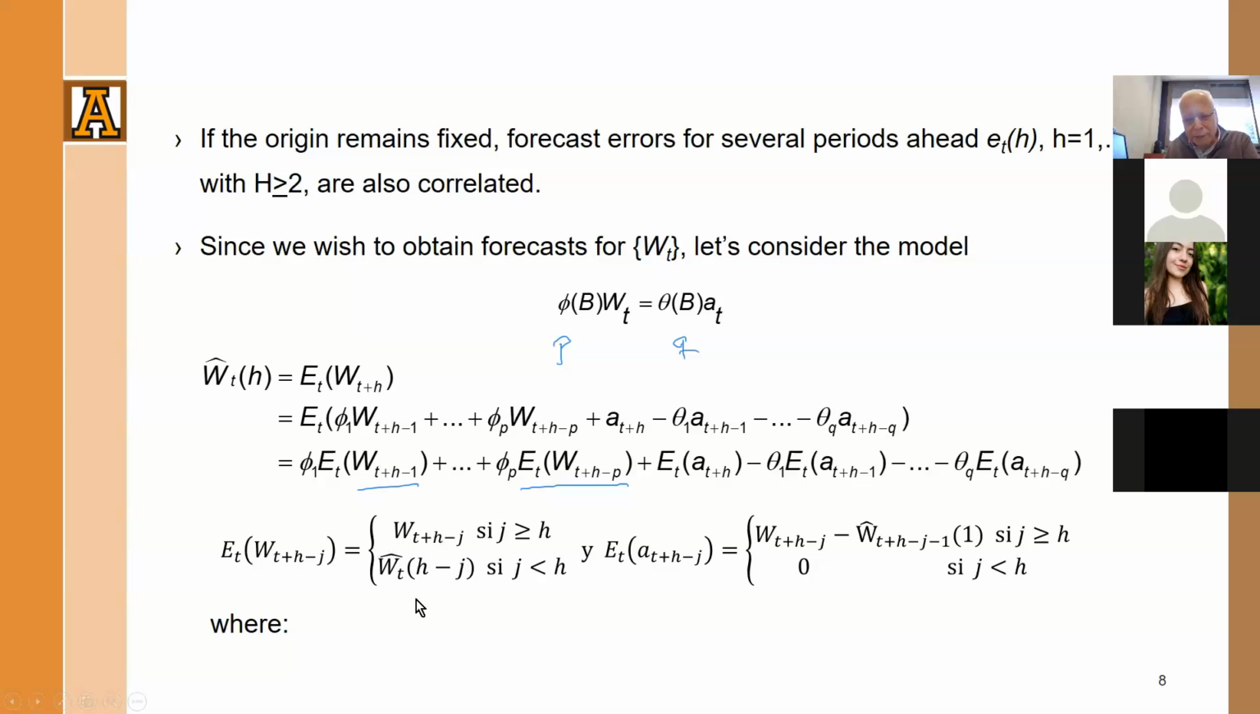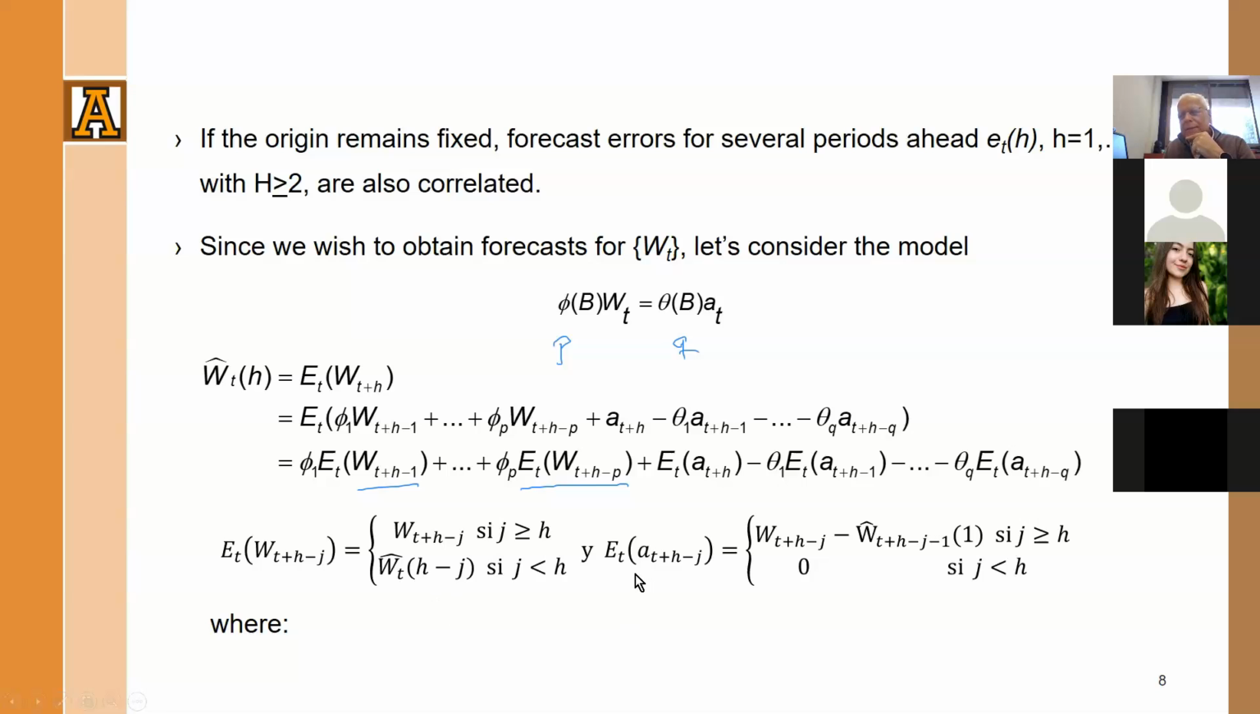And this second term here represents the future. And we know that the conditional expectation of WT in the future is the optimal forecast. It's W hat at time T of h minus j, how many periods ahead we are forecasting. So if j is less than h, that will be the result of this conditional expectation.